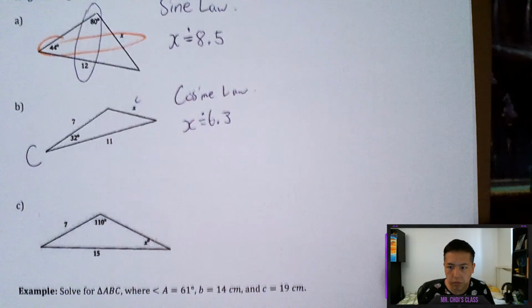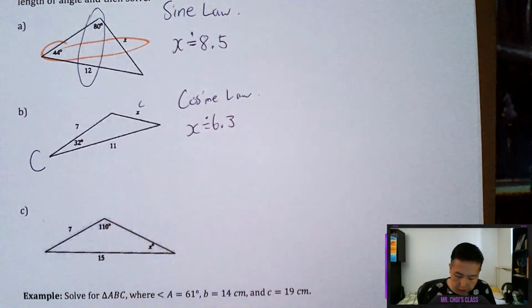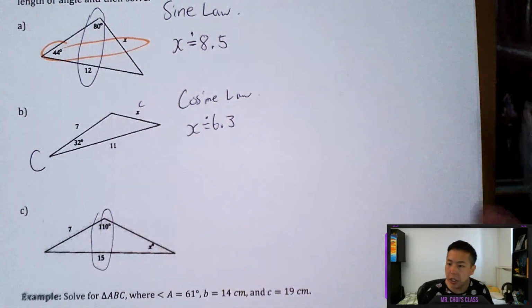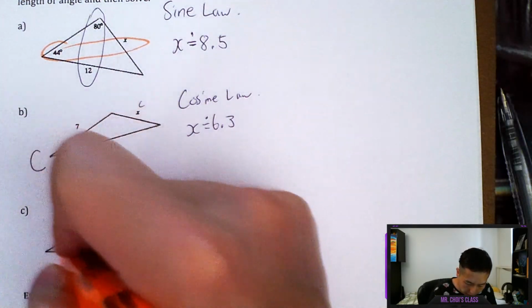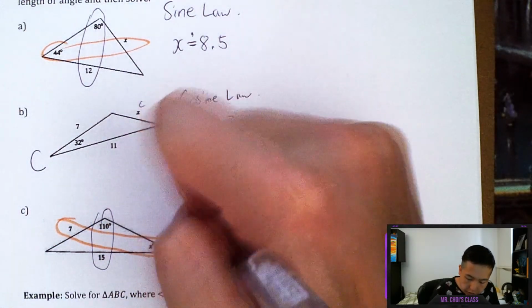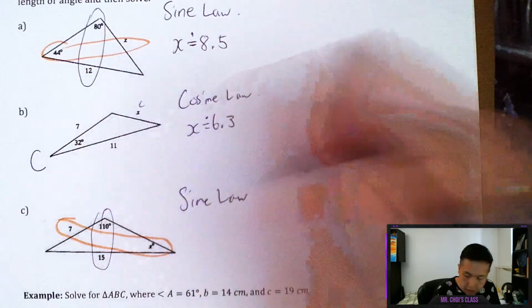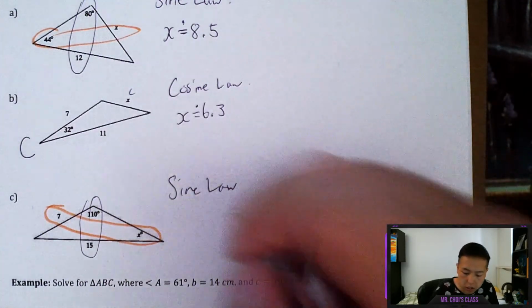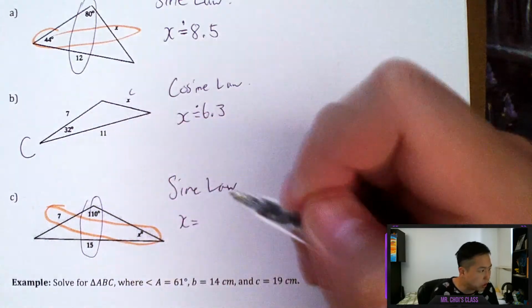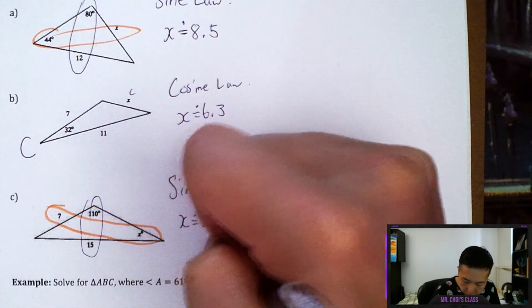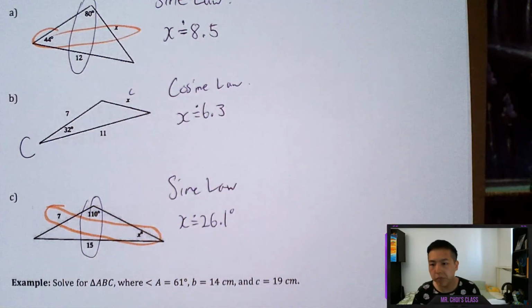Okay? And for this third one here, do I have an opposite side, opposite angle pair? Looks like I have one here. And for the missing side, I seem to also have one there, which means yes, I can use sine law. Okay? I can use sine law, and so the answer you should get using sine law is approximately 26.1 degrees. Okay?